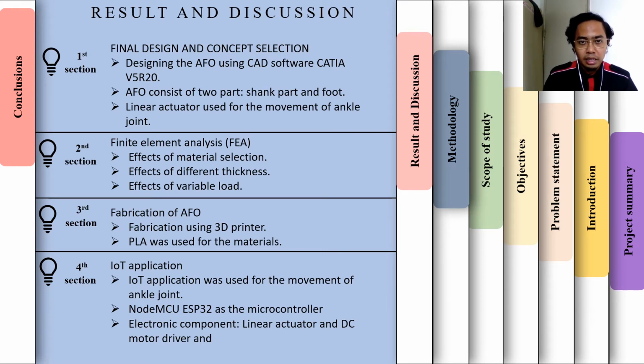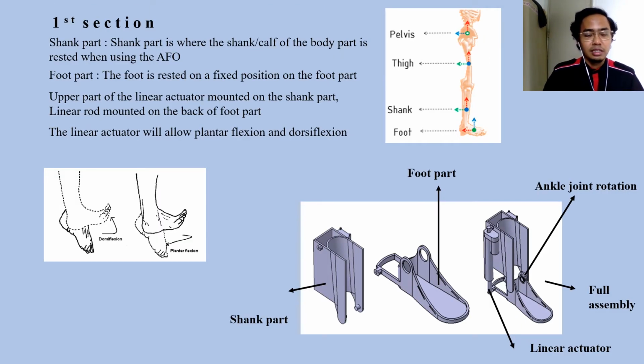The final section is the IoT applications. This IoT application is important because it is used for the movement of the anchor joint. NodeMCU ESP32 will act as a microcontroller that will give the instructions to the linear actuator and the other electrical components. We will look at the result of the first section, which is the designing of the AFO.